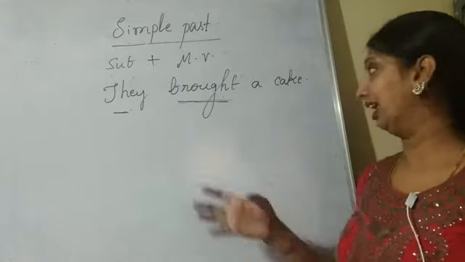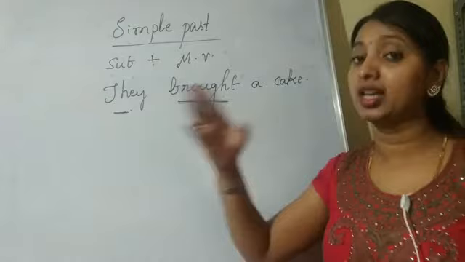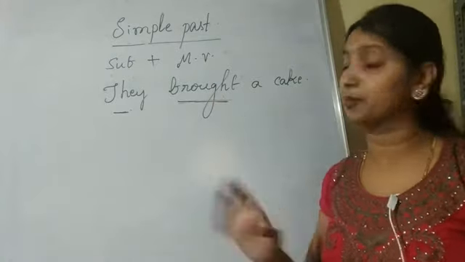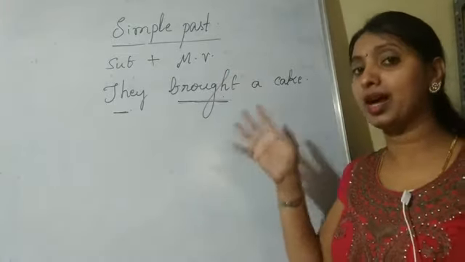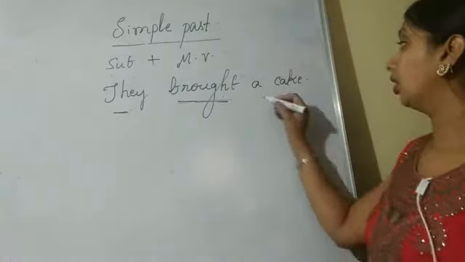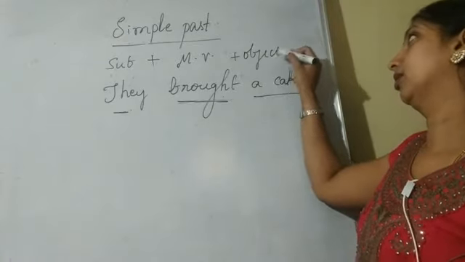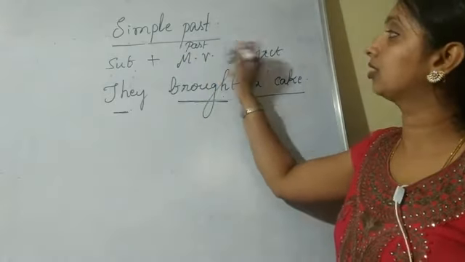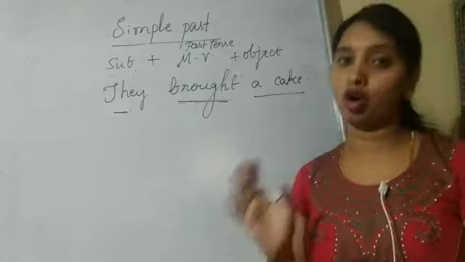So if I say they bring a cake, that is the simple present tense. If I say they brought a cake, that is the past tense because the verb is showing the past time. Now what is this one? This is object. So I can say subject plus past tense of a main verb plus object.